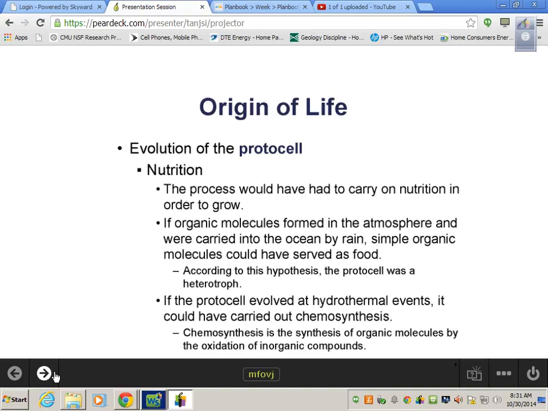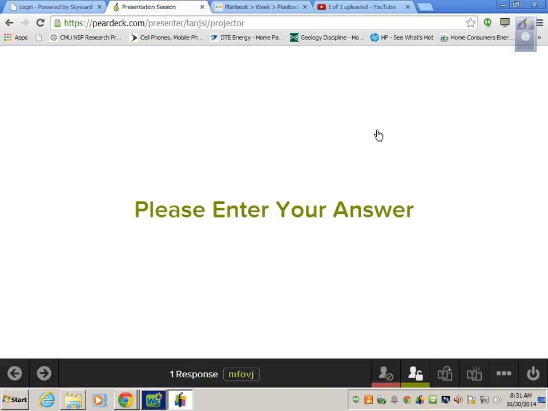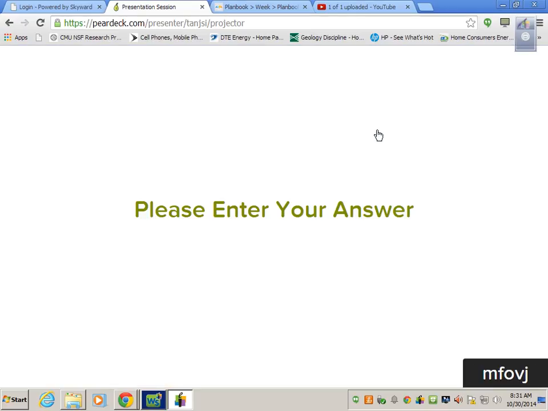Now, if organic molecules formed in the atmosphere and were carried into the ocean by rain, simple organic molecules could have served as food. So if you think about all of these nutrients that are trickling down and being formed through Miller and Urey's experiments, you understand that there would have been lots of organic biomolecules available. So according to this hypothesis, the protocell was a heterotroph, which really makes you think. Did producers or consumers come first? What do you guys think? Who came first, producers or consumers? This is the true chicken and the egg conversation.